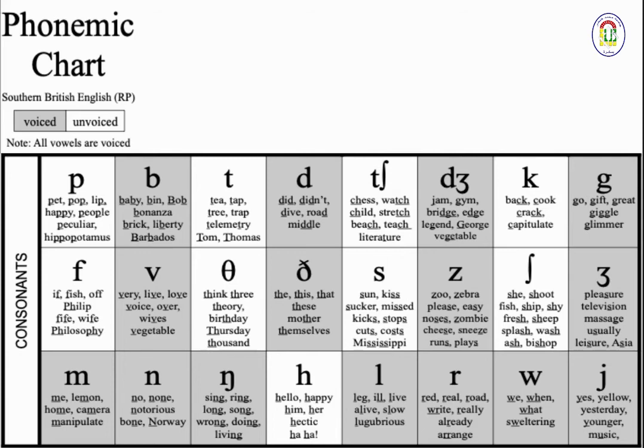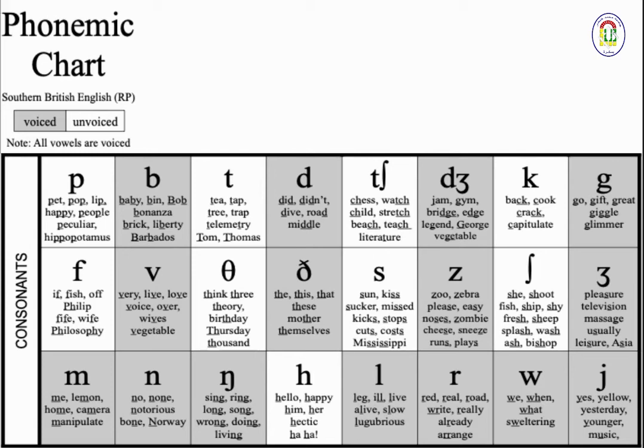ash, bishop. The voiced sh is a lenis, palato-alveolar, fricative consonant, like in pleasure, television, massage, usually, leisure, Asia. M is a voiced bilabial nasal consonant, like in me, lemon, home, camera, manipulate. N is a voiced alveolar nasal consonant, like in no, none, notorious, bone, no way.